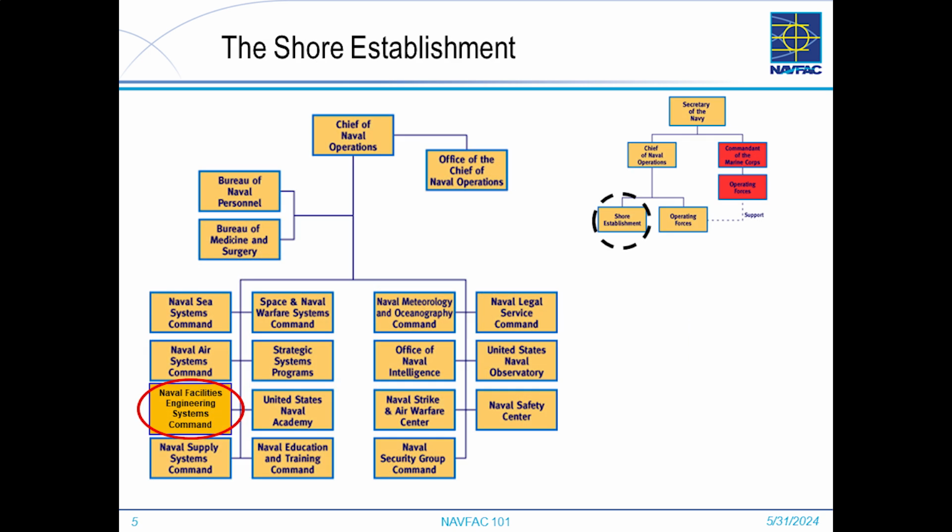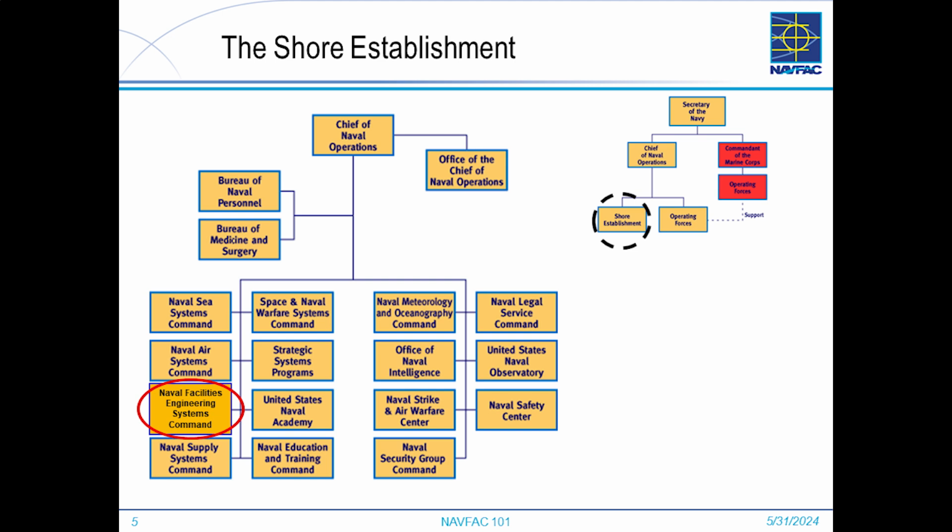But moving on to our diagram, again, if you look on the upper right-hand side of the Secretary of Navy diagram, and then we have Chief of Naval Operations, the other branch is the Shore Establishment Branch. And that's where we finally see NAVFAC highlighted on the lower left. NAVFAC is one of 5 system commands under the Shore Establishment.